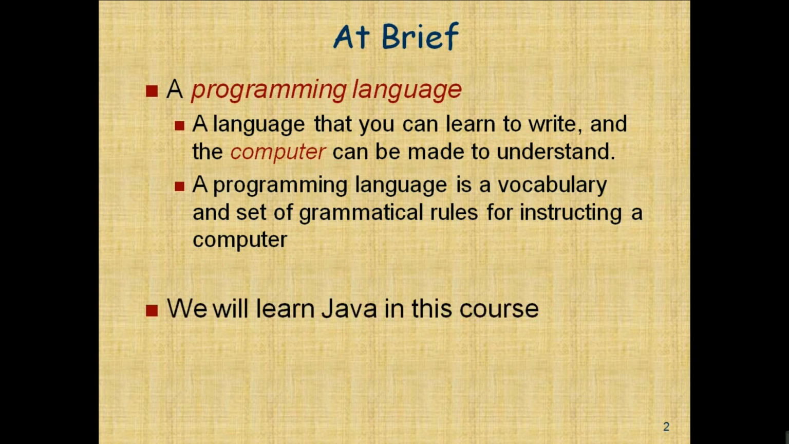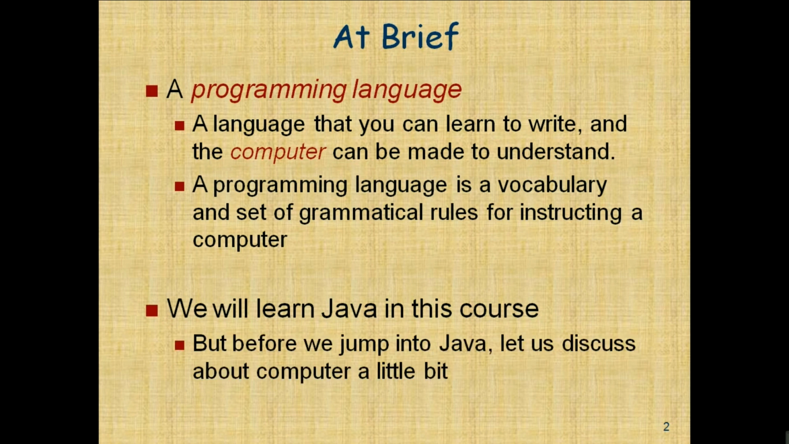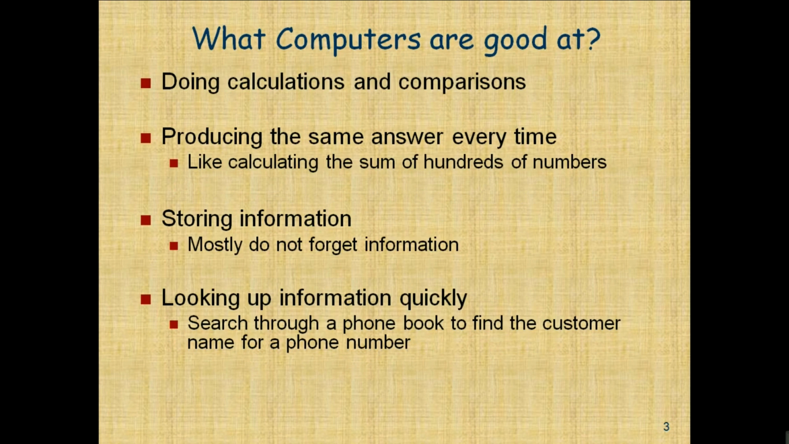We will learn Java in this course, but before we jump into Java, let us discuss the computer a little bit first. What are computers good at? Computers are good at doing calculations and comparisons. The calculations are addition, subtraction, multiplication, division, any kind of operations related to mathematics. And comparisons: if we have two different files and would like to compare them, by installing specific software you can go for comparisons, right? We can do this by computer.